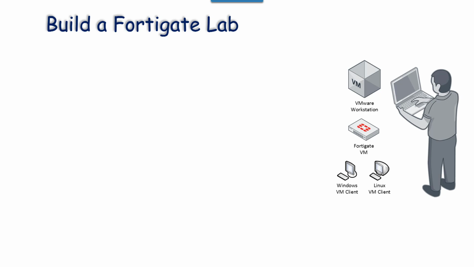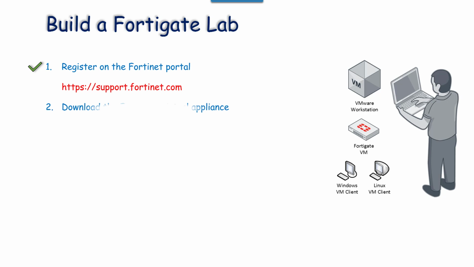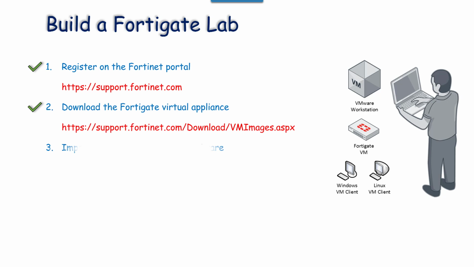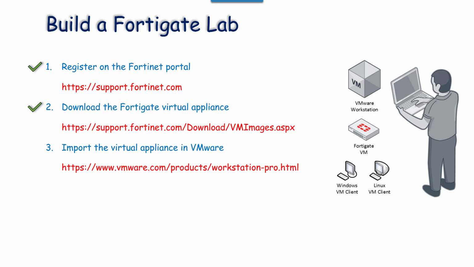This is the third video in the series, and in the first one we registered on the Fortinet portal at support.fortinet.com. In the second video we downloaded the FortiGate virtual appliance from the Fortinet portal, and in this video we will install this virtual appliance in VMware. So I'm gonna switch to my desktop, and I'm gonna go over the process of how to install this virtual appliance in VMware Workstation.